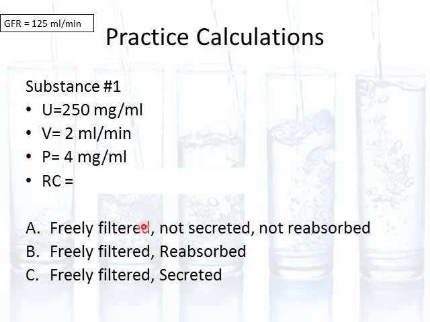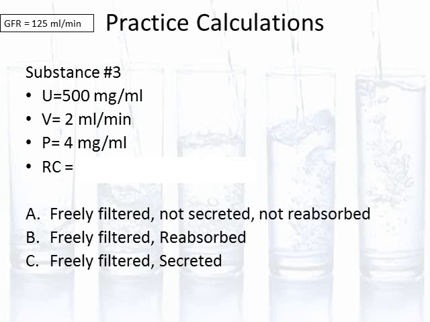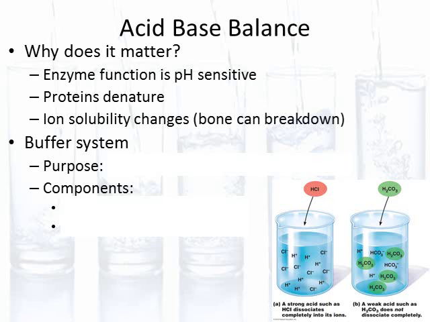And then it would be a good idea to know the examples of substances in each of those 3 categories from the previous slide. Just skipping over these slides here. Okay, so another very important part of the urinary system is acid-base balance.